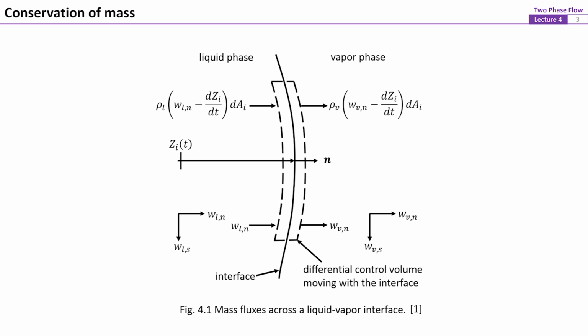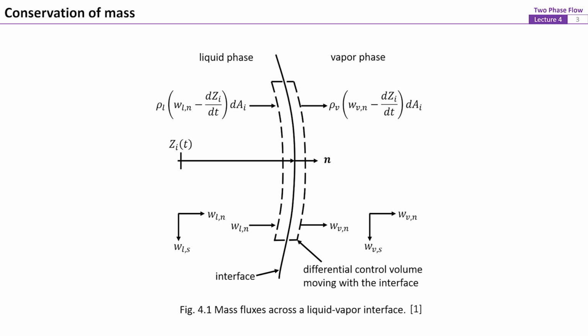Recall that in previous lectures, we have shown that there is a finite thickness of the interface, and the analytical methods for determining the thickness with respect to the thermodynamic state and the properties of the fluid. Here, it is assumed that the thickness of the control volume is thin enough so that the accumulation of mass within it is negligible. Also, only the mass flow in the direction of the unit vector normal to the interface, the n direction noted on the figure, is considered.